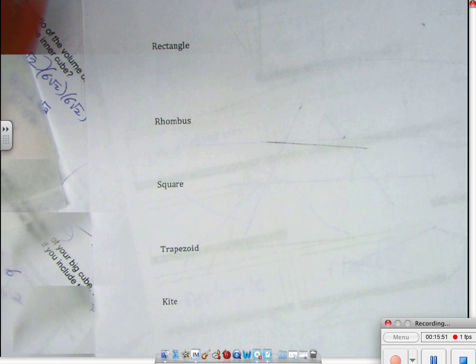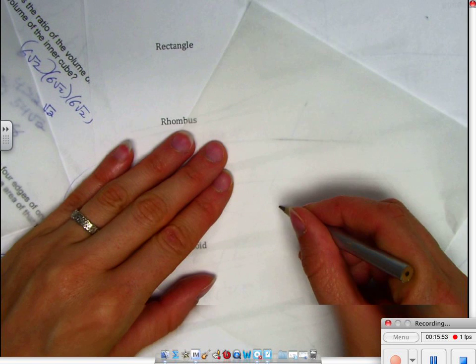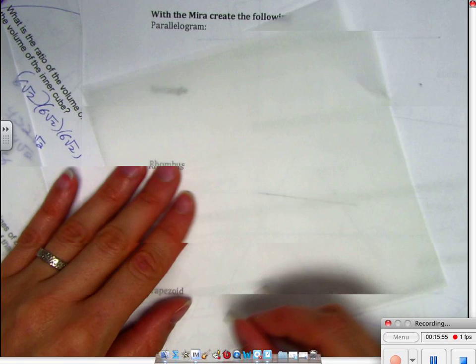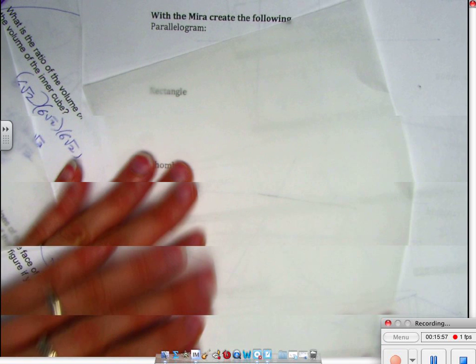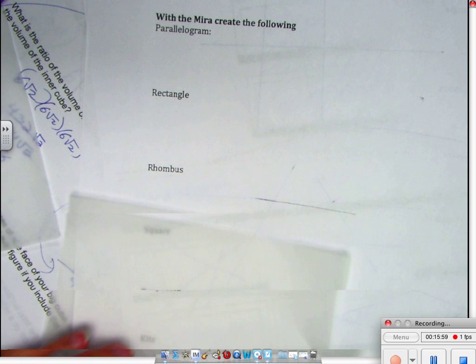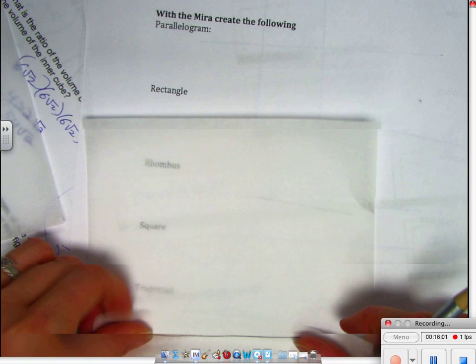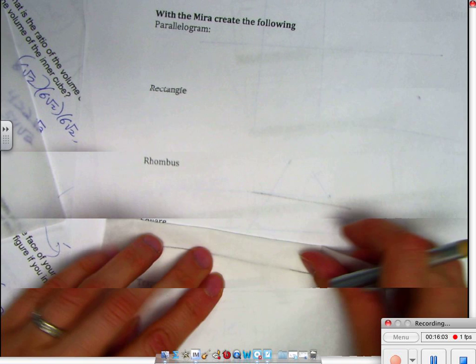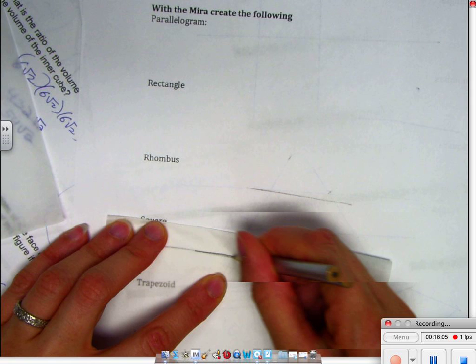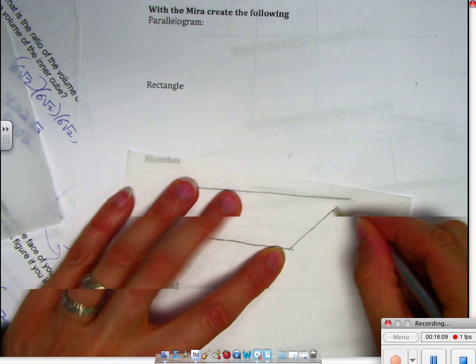All right, trapezoid. I'm going to make a line, and then I'm going to fold it, and this is where it gets a little tricky. You're going to fold it. You want it to be parallel, but you want it to be right in the center. And then you can just connect the sides.